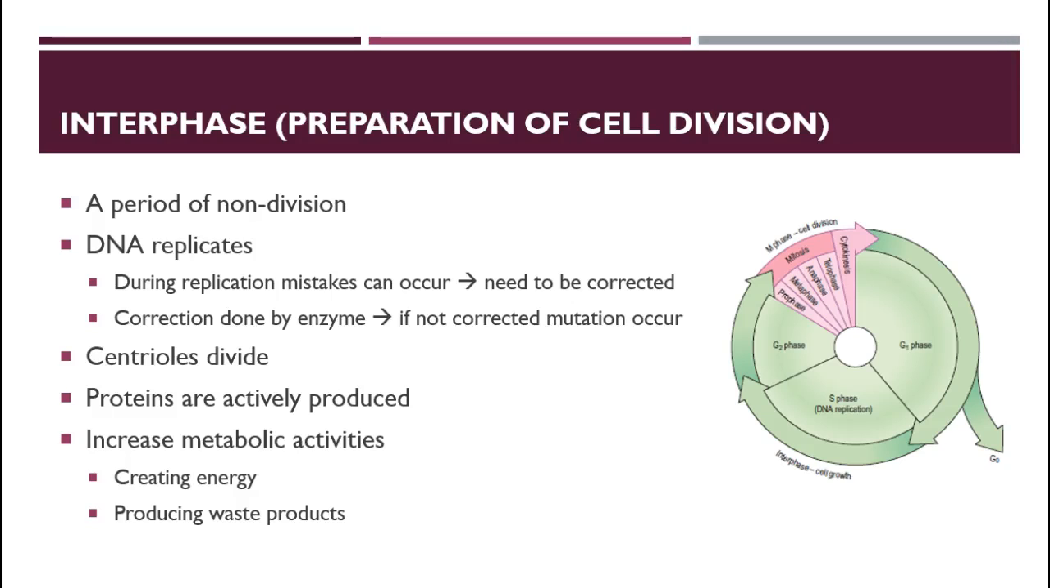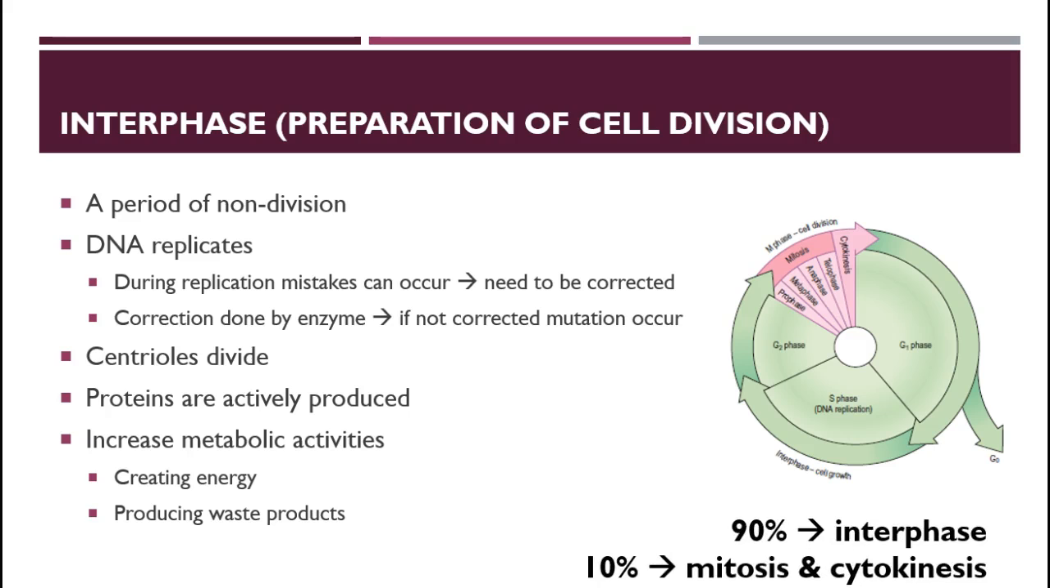So, if you have 46 chromosomes in a human body cell, you have to duplicate those chromosomes in interphase before mitosis starts. We'll talk about interphase. This is the stage where most of the time cells are spending their time. At this stage also, the centrioles divide, the proteins are actively produced, and all the metabolic activities are increased.